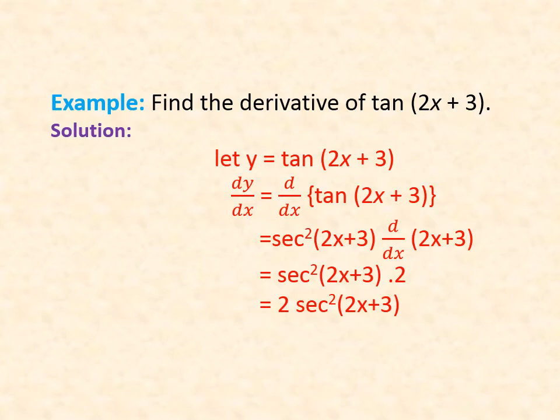Clear? Now differentiation of 2x plus 3 is what? We have learned that differentiation of x is 1. So we are getting 2. And differentiation of any constant, that is 3, is equal to what? 0. So simply we are getting 2 sec square(2x plus 3). Clear? It's very simple. Take the first function first. Take the differentiation of tan, then take the differentiation of 2x plus 3. Multiply both, you will get your answer.